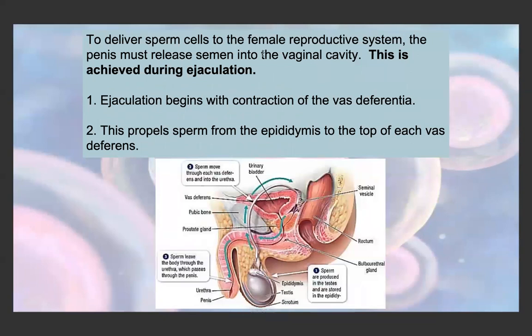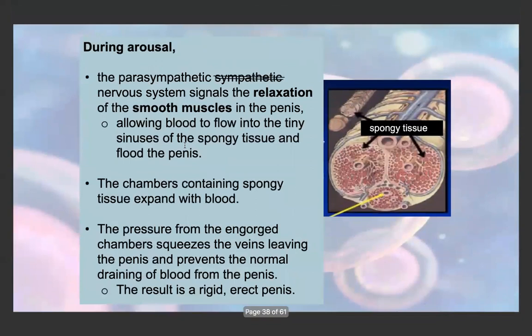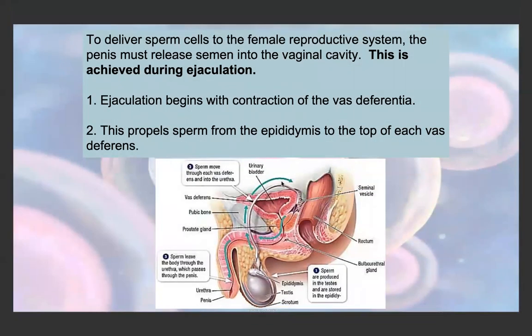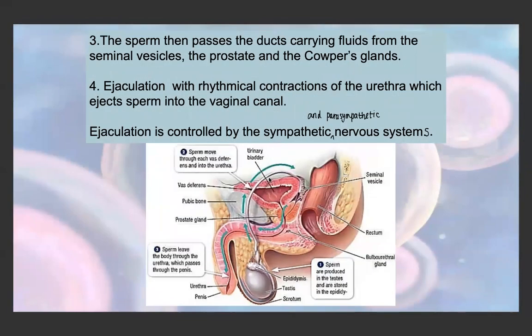To deliver sperm cells from the male to the female reproductive system, the penis has to release semen into the vaginal cavity, and this is ejaculation. So what we spoke about here was an erection. Now we spoke about ejaculation. It begins with the contraction of the vas deferens, the contraction of the sperm duct, propelling sperm from the epididymis to the top of the vas deferens. Then the sperm passes all the ducts and it gets some seminal fluid. Then as the peristaltic waves continue, sperm is ejected down the urethra and into the vaginal canal. Ejaculation is controlled by the sympathetic and the parasympathetic nervous systems.